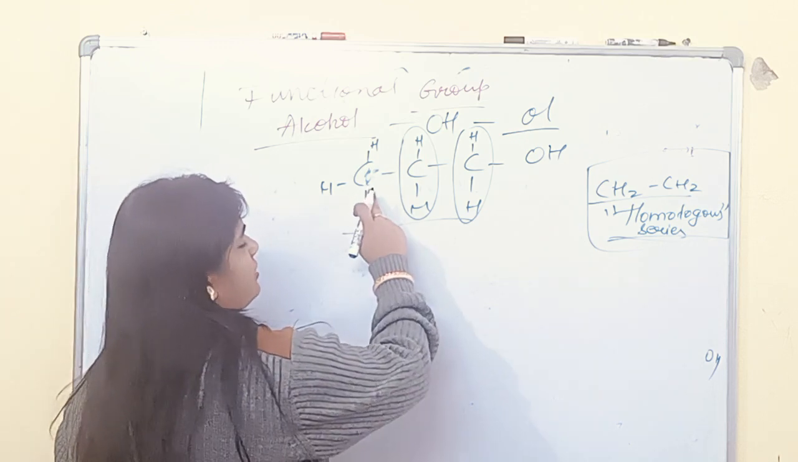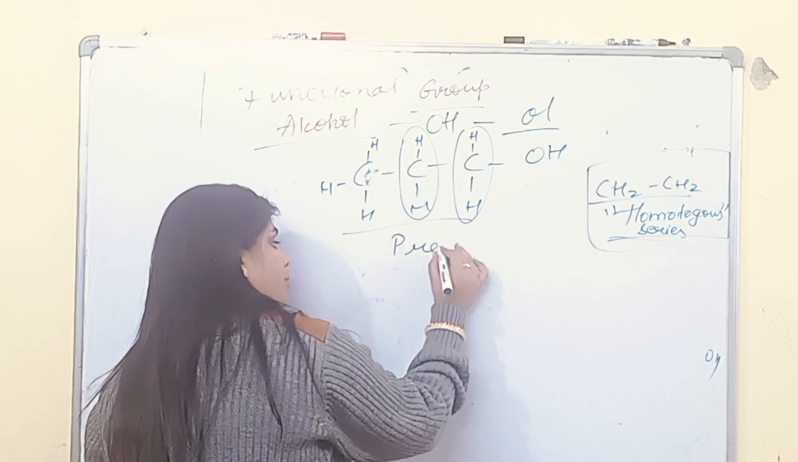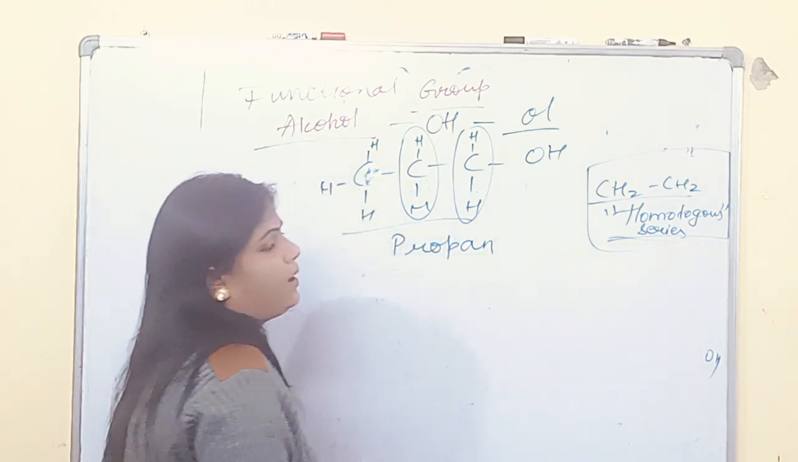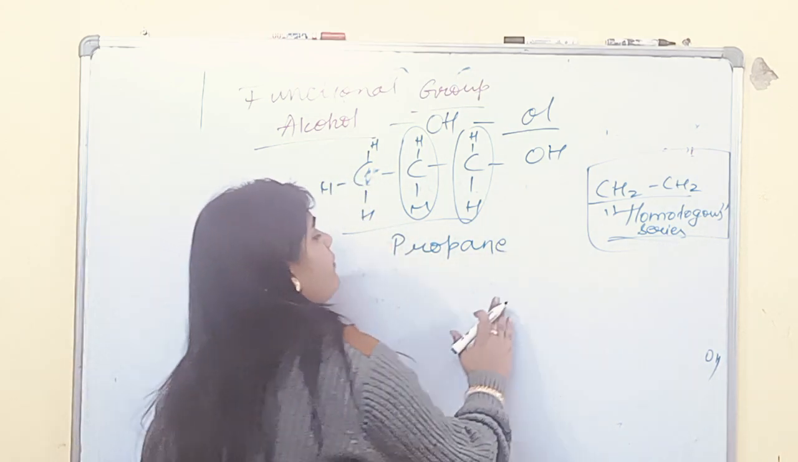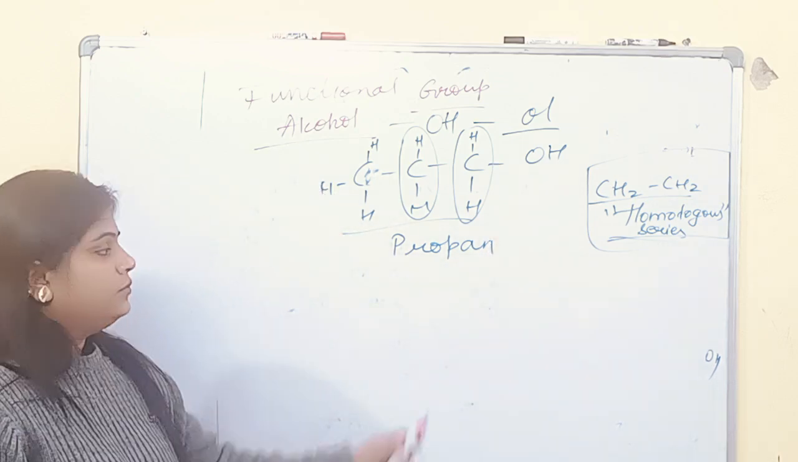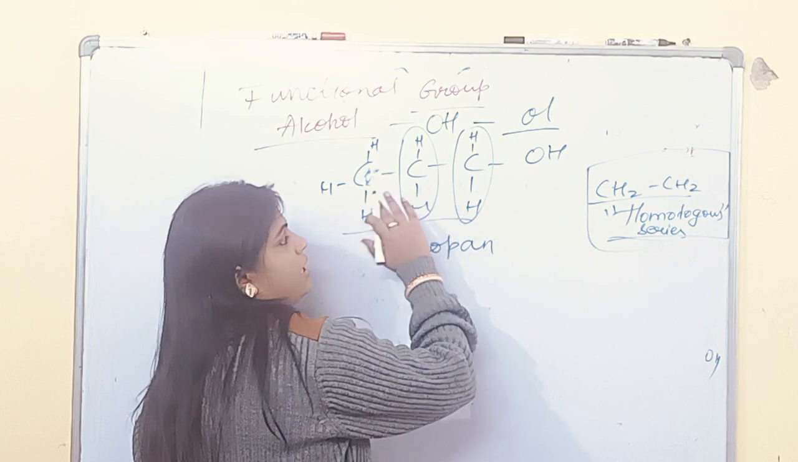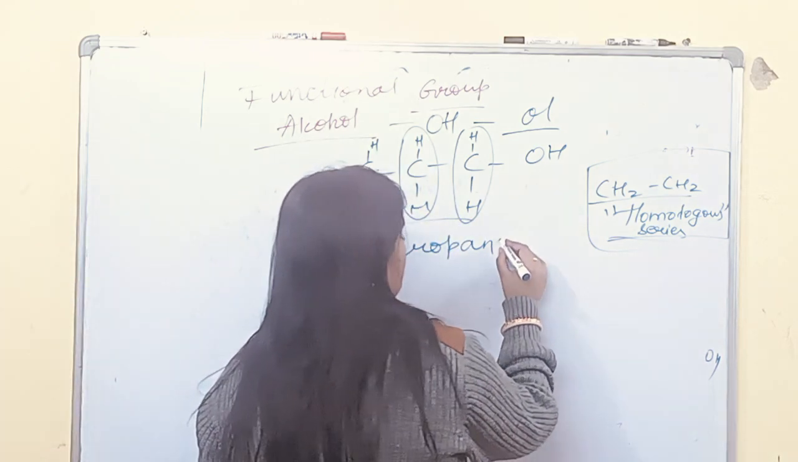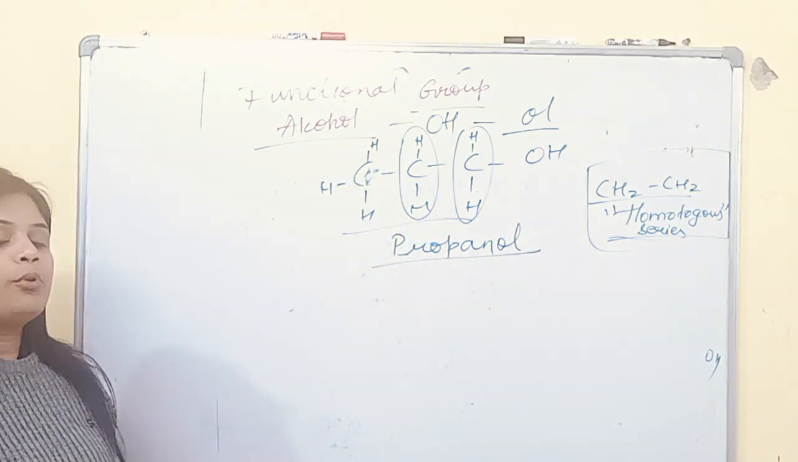So how many carbons are there? 1, 2, 3. So this is Prop. What will we write? Propane, 3 for E. So we will remove E. This is the prefix of the number, propane, because there are 3 carbons. So propanol.